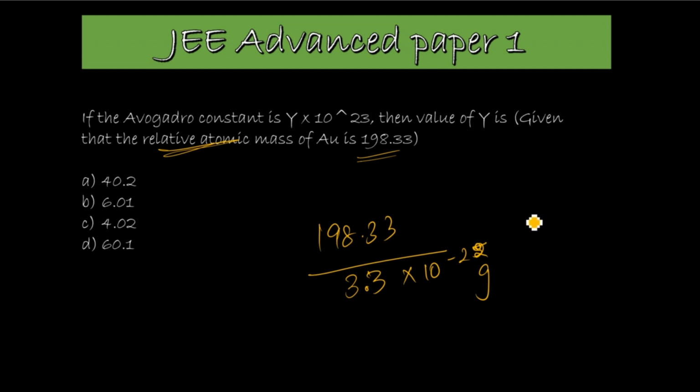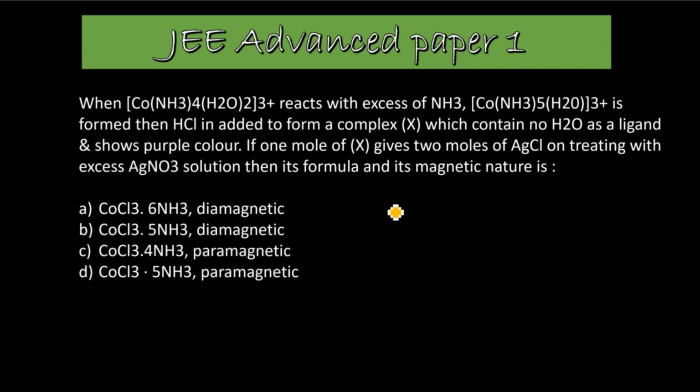Right, okay. So where I'll get 6.01 into 10 to the power 23 as our answer, option B. Then this question: when the cobalt complex reacts with excess of ammonia, this is forming a complex, then that is reacted with HCl added to form the complex X, which contains no H2O as the ligand and shows purple color. 1 mole of X gives 2 moles of AgCl when treated with the excess of AgNO3 solution. Then the formula and magnetic nature of it.